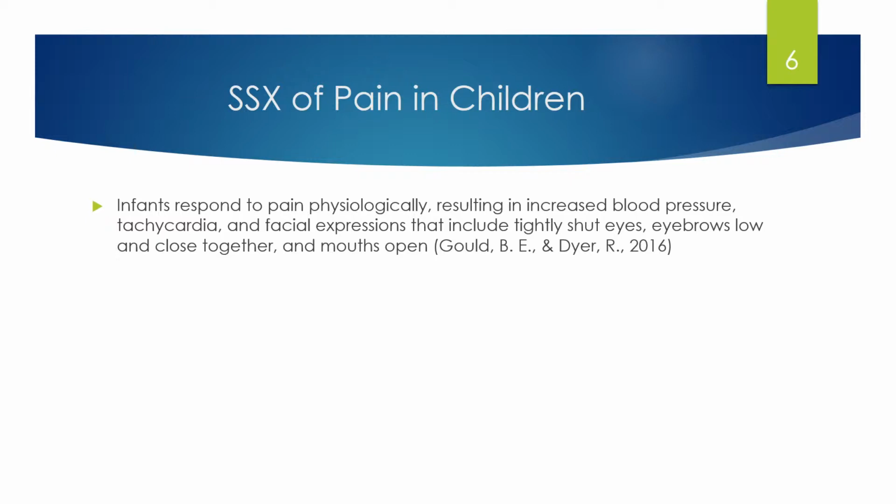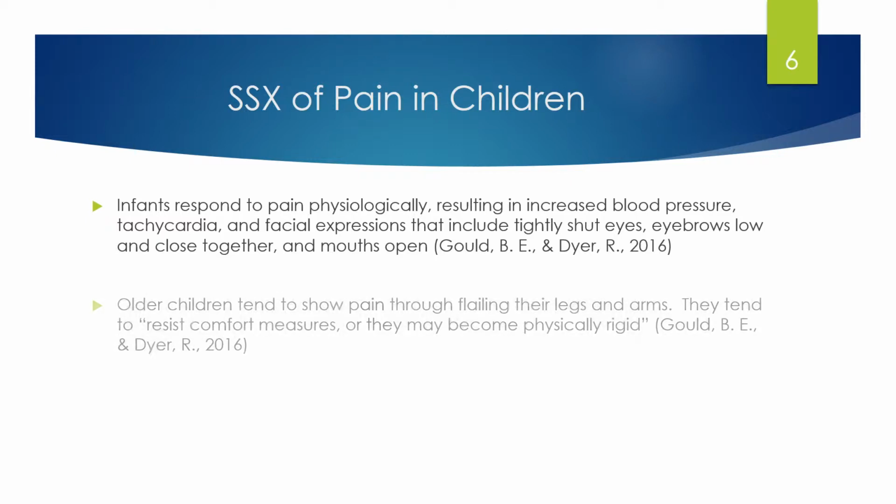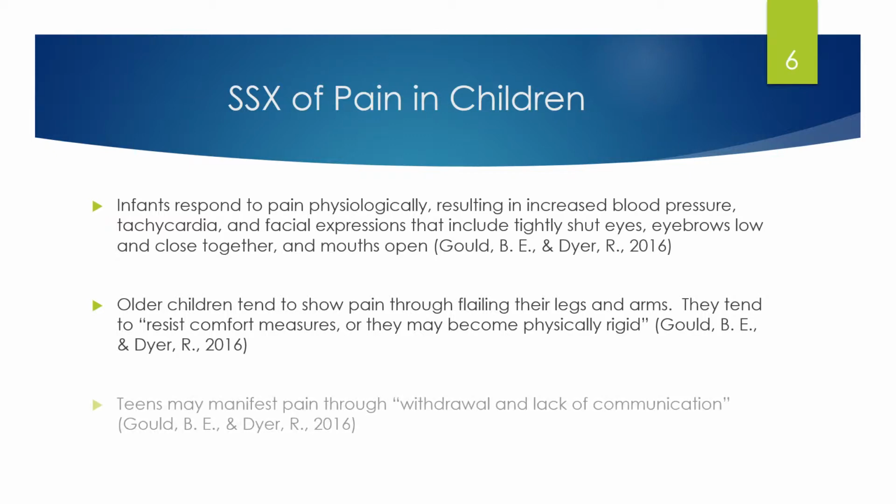Infants respond to pain physiologically, resulting in increased blood pressure, tachycardia, and facial expressions that include tightly shut eyes, eyebrows low and close together, and mouths open. Older children tend to show pain through flailing of their legs and arms. They tend to resist comfort measures, or they may become physically rigid. Teens may manifest pain through withdrawal and lack of communication.